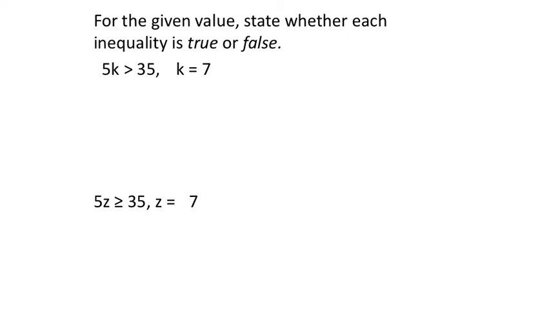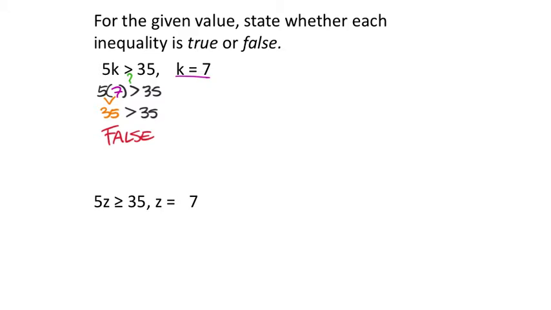So we just want to see if this is true or false, because remember, a solution should make it a true statement. If I go to my 5k is greater than 35, and I replace the k with 7, that's 5 times 7 is greater than 35. I'll put a question mark above the inequality, because I don't know if it's true or not. Look what happens. 5 times 7 is 35. Then the question becomes, is 35 greater than 35? The answer is no, it is not. This is a false statement.